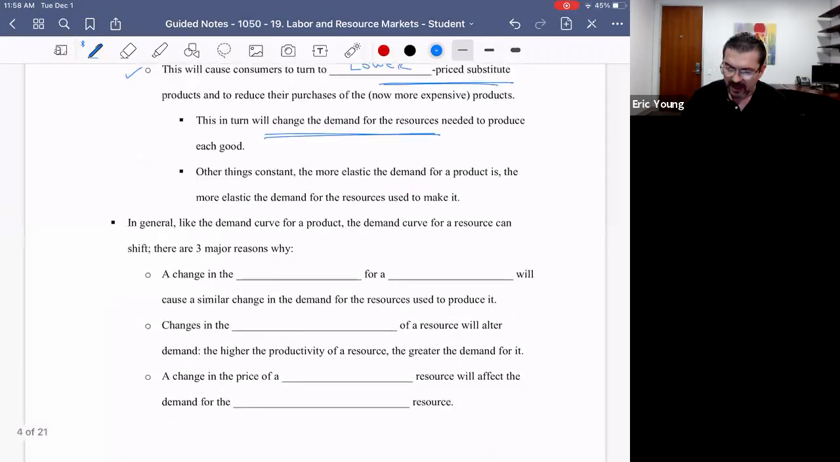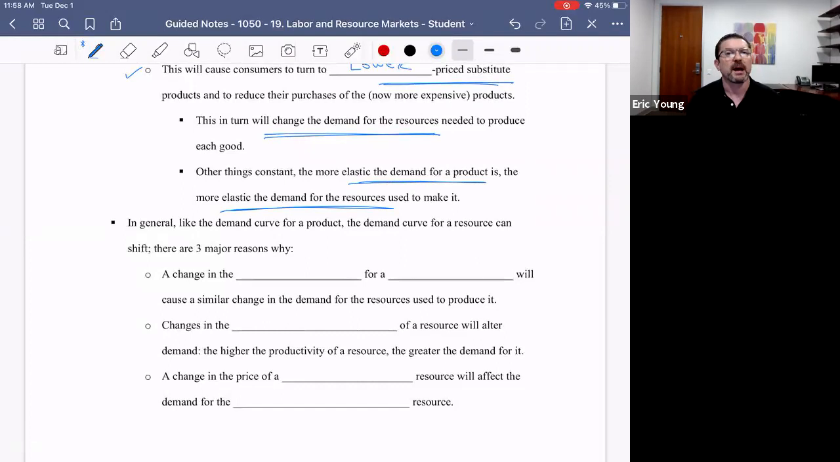Okay. Again, tied to elasticity, other things constant, we believe that the more elastic a product is, the more elastic the resources used to make it will be. Again, we're not going to cover elasticity, but I wanted to kind of lay out for you in case you were concerned about it or wanted to know about it.